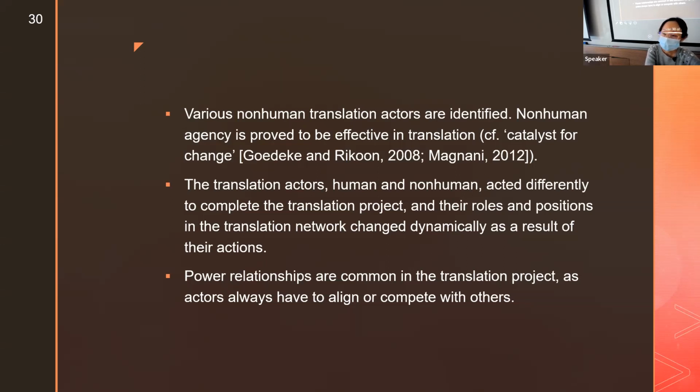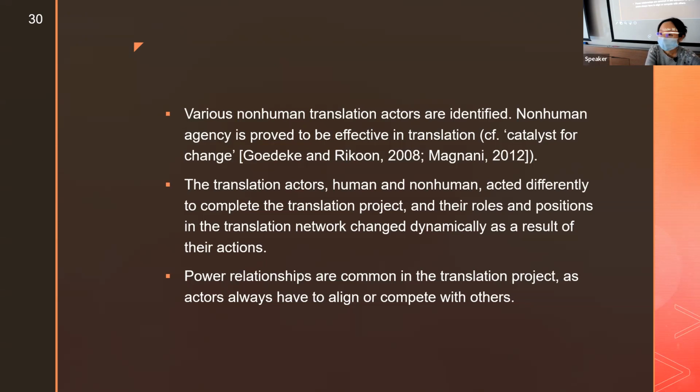The translation actors, human and non-human, act differently to complete the translation project, and their roles and positions in the translation network changed dynamically as a result of their actions. In other words, translation action kept redefining translation actors, as well as their roles and positions in translation, which also suggests that the roles actors played were multiple, and their position in translation were by no means fixed.